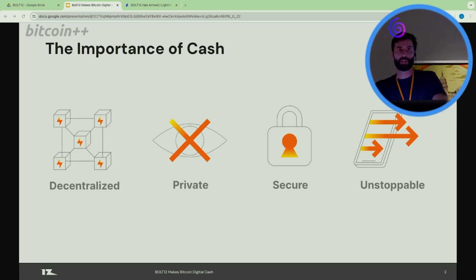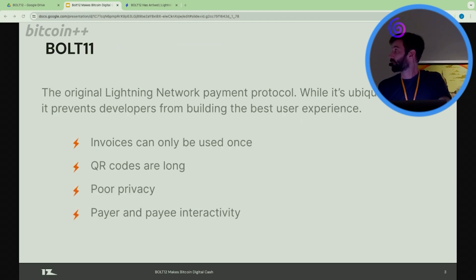Bitcoin was invented to solve these problems, and along came Lightning to improve Bitcoin's ability to be used in instant payments. So let's look at how Lightning is done today. All right. So BOLT11, I think a lot of people are probably familiar with BOLT11. This is the predominant protocol for making Lightning payments today. It certainly gets the job done. It's ubiquitous. It's in every wallet. Every wallet supports BOLT11. But there are a number of drawbacks to BOLT11.